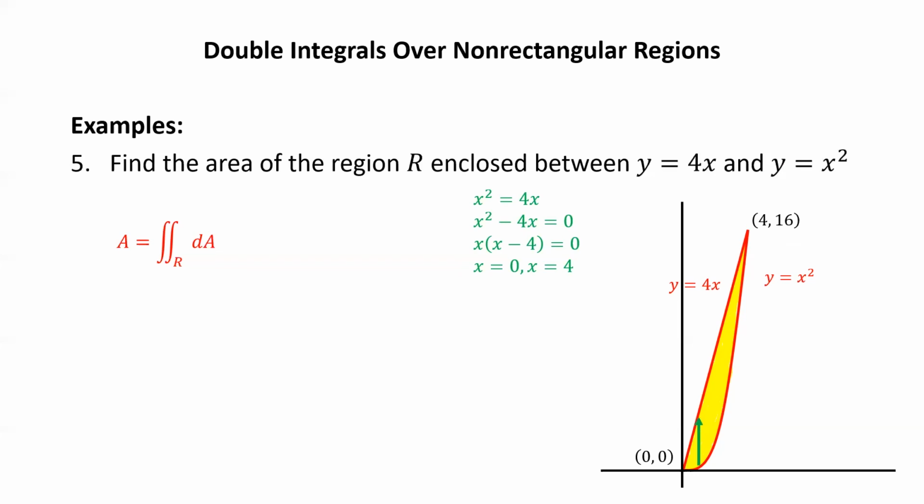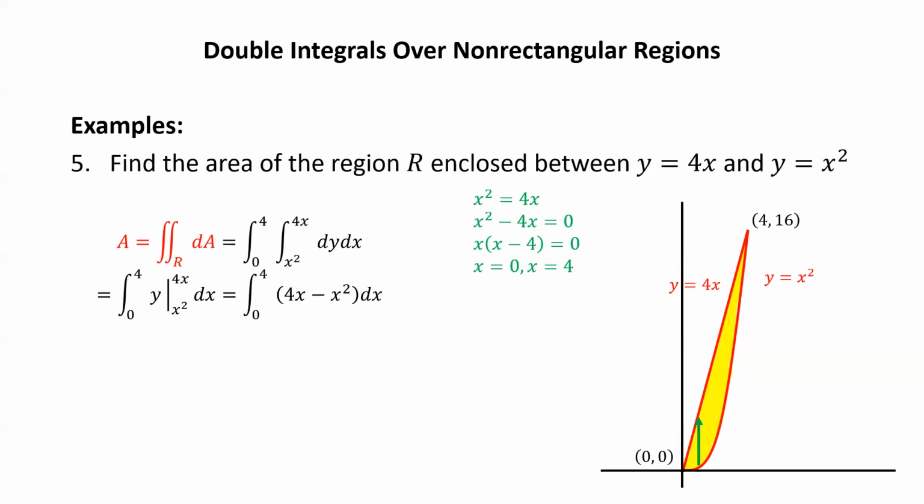So let's do this as a type 1 region. So x is going from 0 to 4. Just look at the two x coordinates of the points. And y is going from the lower curve, which is y equals x squared, to the upper curve, which is y equals 4x. So when we integrate this dy, we just get y from x squared to 4x. Plugging in, we get 4x minus x squared.